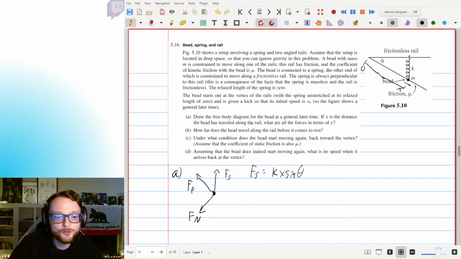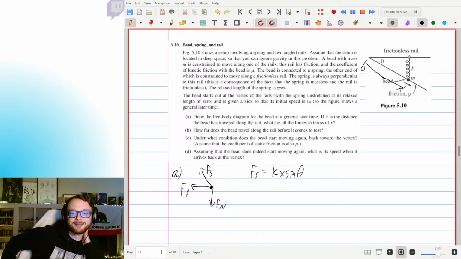Just for the sake of my brain, I need to rotate this free body diagram from the bead's perspective. If I was standing on the bead, this rail will be the tilted one. Fs would be like that. Friction would be like that. Normal will be like that. This makes more sense to me.